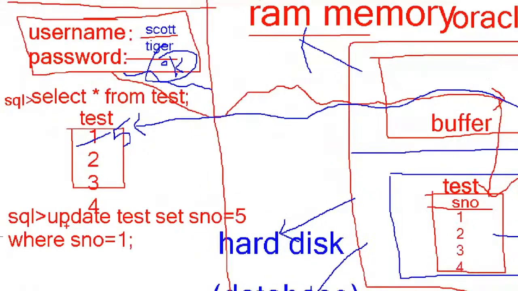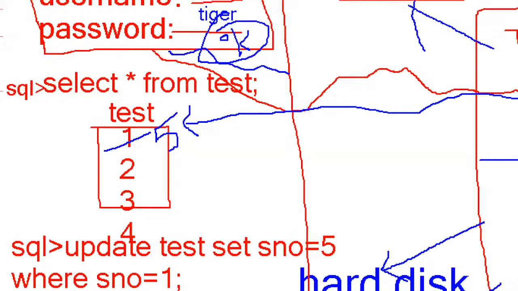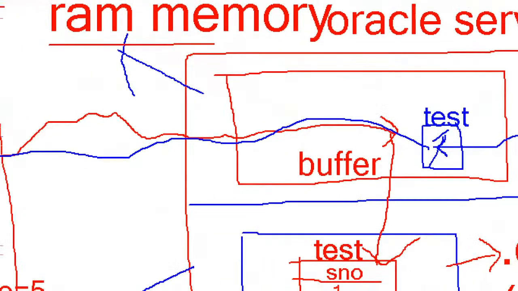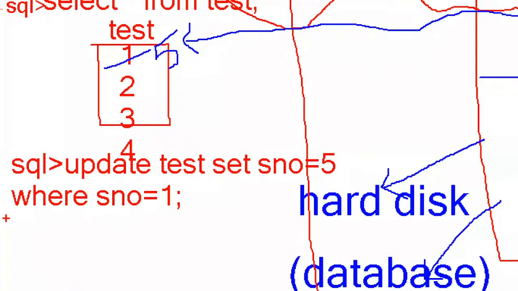Whenever I type this update command in the SQL Plus tool, this SQL language command, where will it be executed? In the buffer. Here in this buffer only it will be executed, not in the hard disk. Now observe, in this update command, what is the new value? 5. Very good. What is the old value? 1. The old value is 1.